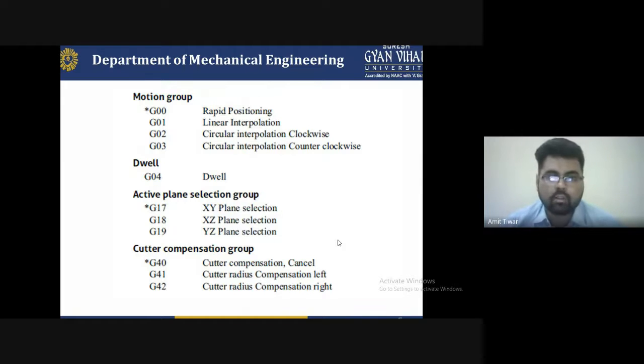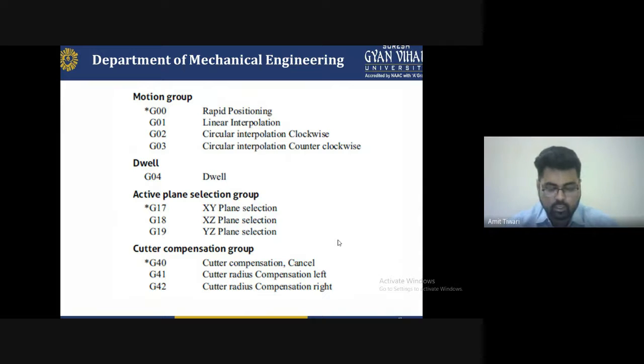G02 is circular interpolation clockwise. G03 means circular interpolation counterclockwise. So these are to be understood with circular interpolation, and having the motion group for this. Then the active plane selection group, that means G17, G18 or G19, which are the XY plane selection, XZ plane selection, and YZ plane selection.